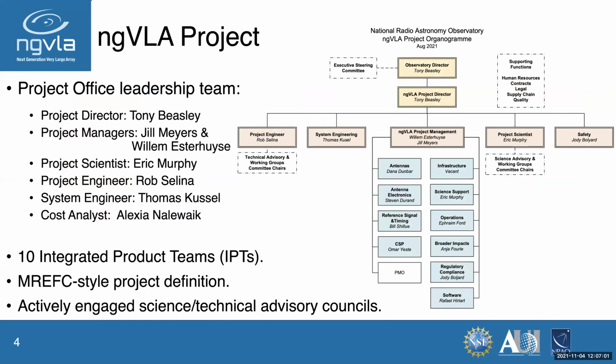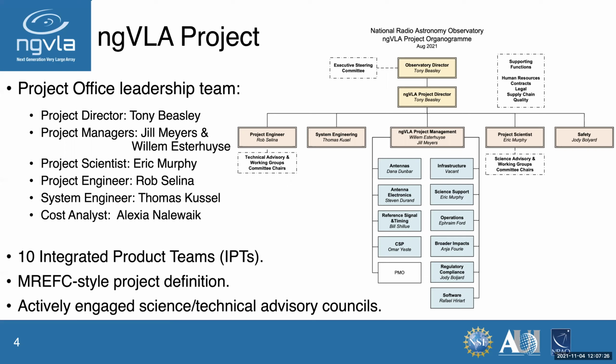So the ngVLA project has an org chart. This is the org chart. We have a project director, Tony Beasley, 2 project managers, because 2 is better than 1, maybe, Jill Myers and Willem Esterhuyse. Willem Esterhuyse comes to us from the MeerKAT project. I'm the project scientist. Rob Selina is our project engineer. Thomas Kusel, also from MeerKAT, is our system engineer. And we have a cost analyst, Alexa Melvike.